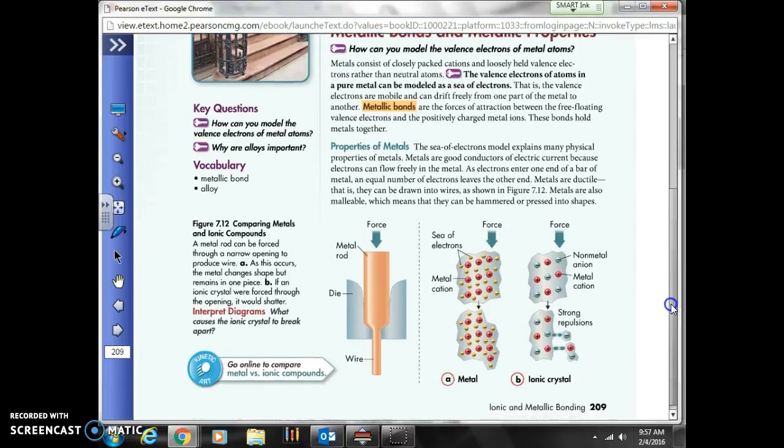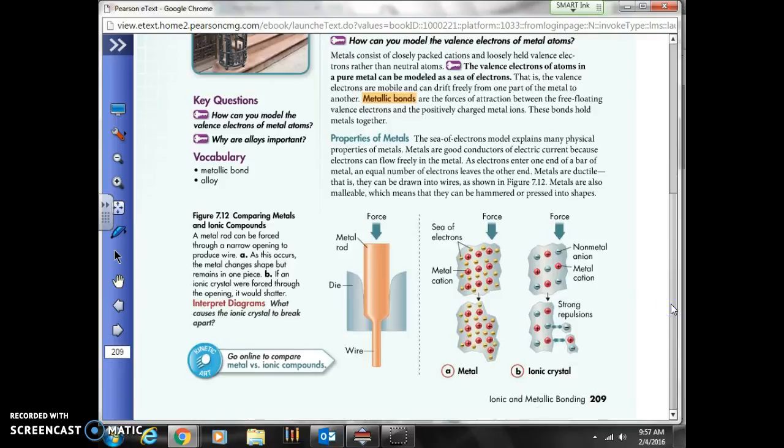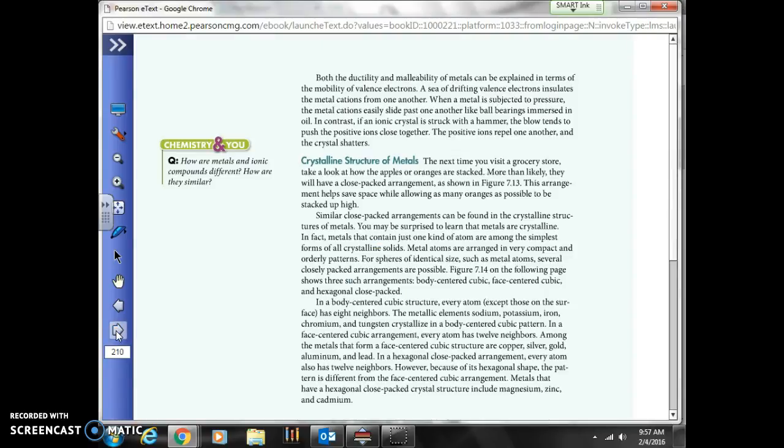They are also ductile. Anybody remember what ductile means? Elizabeth? Can be formed into a wire. And they are also malleable. Anybody remember what malleable means? Lucy? Hammered into thin sheets. Think about aluminum foil. And so there's your properties of metals, which we learned before. We have talked about that when we talked about the different types of elements.